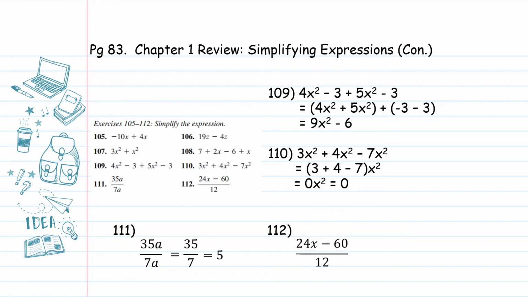Our final problem for the Chapter 1 review is exercise 112, which is 24x minus 60 over 12. For this problem, we can put each of our terms in the numerator over the denominator. This results in 24x divided by 12 minus 60 divided by 12. 24x divided by 12 just gives us 2x, and 60 divided by 12 gives us 5. So our final answer is 2x minus 5.